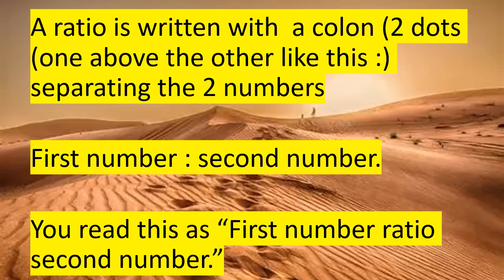A ratio is written with a colon, two dots, one above the other, like in the picture, separating the numbers. So you have the first number, then the colon, and then the second number. And you read this as first number ratio second number, so 4 ratio 2. Sometimes people will say 4 to 2.